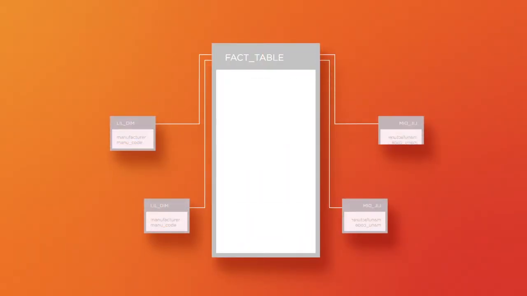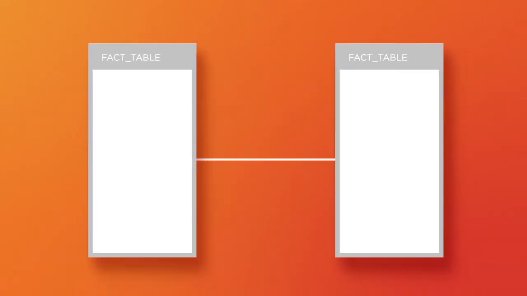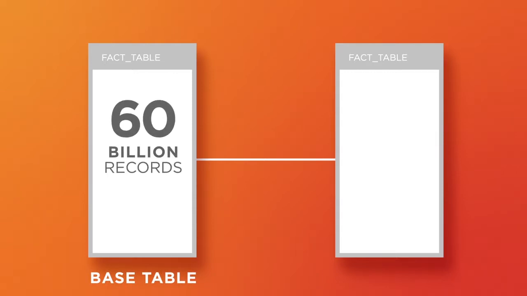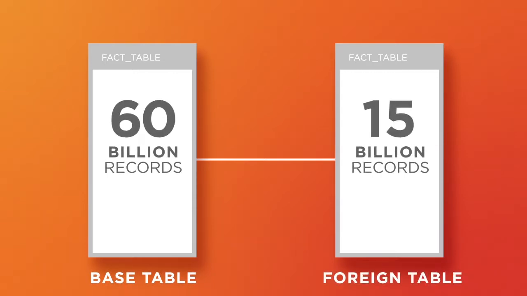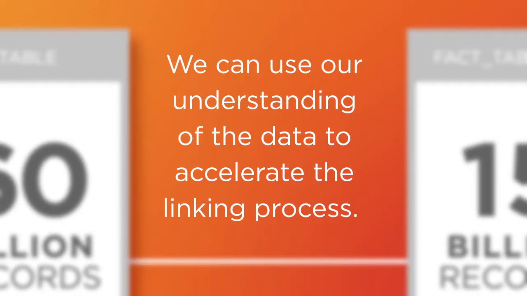When linking large fact tables to comparatively small dimension tables, table links perform well. But let's say we have to link two large fact tables together. The base table contains 60 billion records, and our foreign table has 15 billion records. At these scales, we can use our understanding of the data to accelerate the linking process.